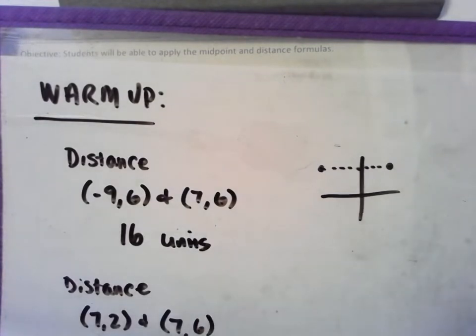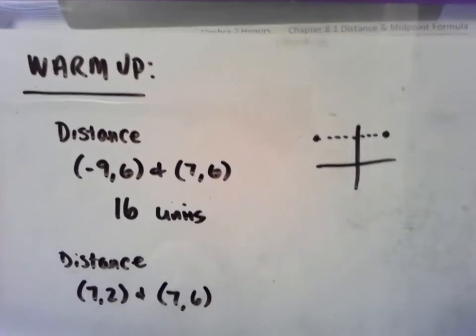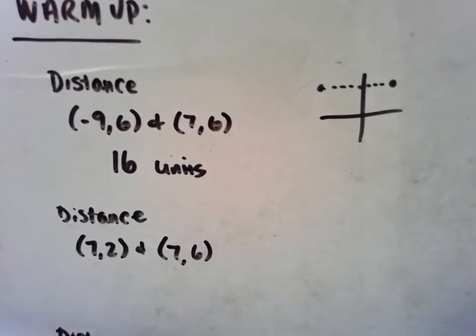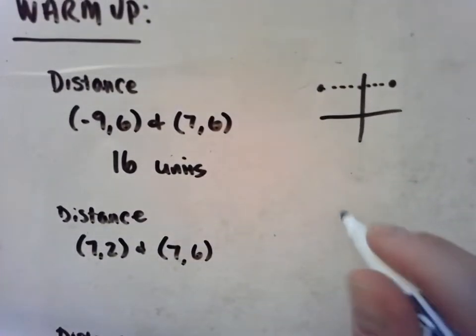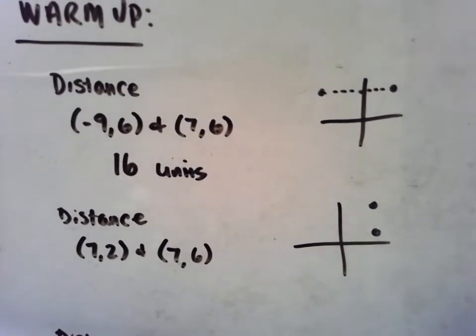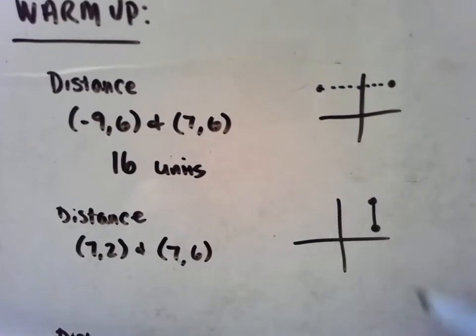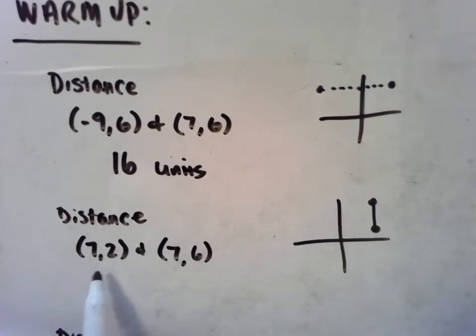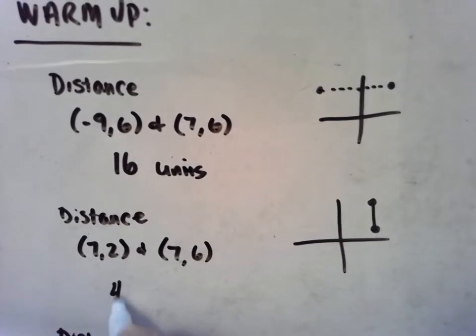How do I know this? Because for a horizontal distance, you could just count boxes. Likewise, for this next exercise, 7, 2 and 7, 6, what's their distance apart from each other? If I do another sketch, we notice they have the same x-coordinates in common. So all we need to do is count the difference of the y-coordinates. From 2 to 6, that means that this has a distance of 4 units.